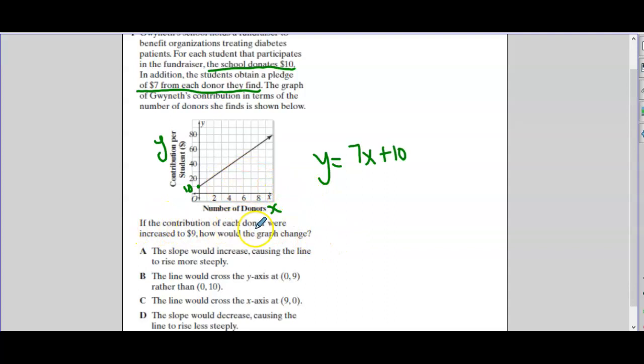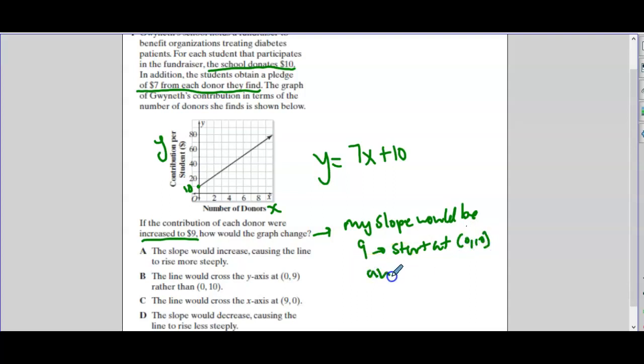It says, if the contribution for each donor were increased to $9, how would the graph change? Well, my slope would now be 9, and so that means that I would start at (0, 10) and go up $9 each time. Up $9 each donor. So it would change my slope. It wouldn't change where I start my graph, but my slope would be a little bit steeper. My graph would go up quicker because I'm making more money per person that donates, which is $2 more than what I did before.